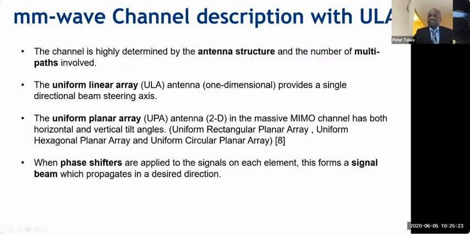Now let's consider how the channel will change when we bring in a uniform linear array antenna. The channel is highly determined by the antenna structure and the number of multipaths as well. The uniform linear array, which we are going to be focusing on in this work, provides a single directional beam steering axis. We have other kinds of antenna array, which is the uniform planar array, which can also have different geometric forms, like the uniform rectangular planar array, hexagonal planar array, and the circular planar array. All these also affect how the channel model will change.